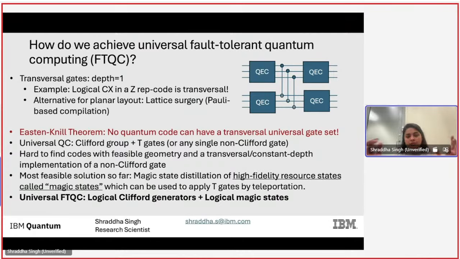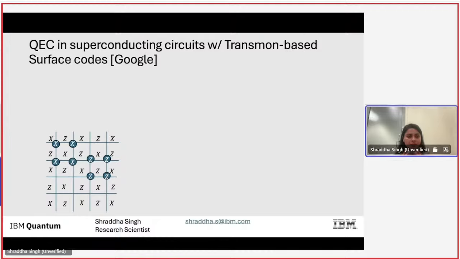So I'm just mentioning these topics such that you can familiarize yourself with these jargons if you come across them in future. So now I'm going to give you some insight into what approach different companies are pursuing for error correction.